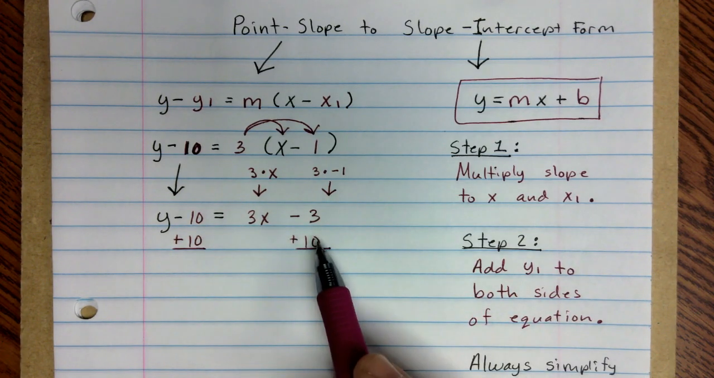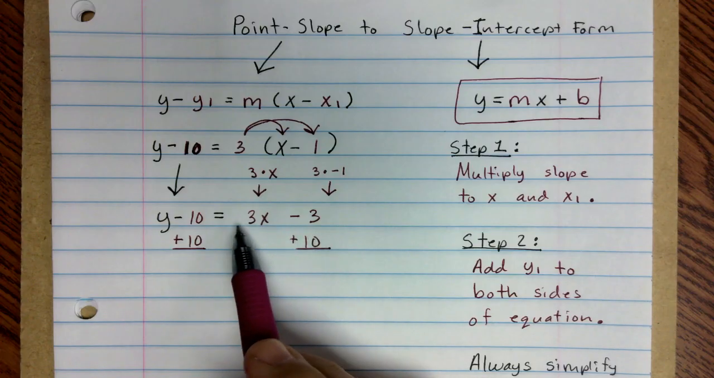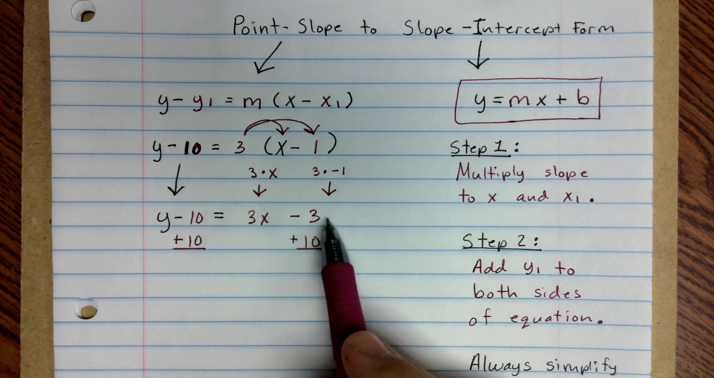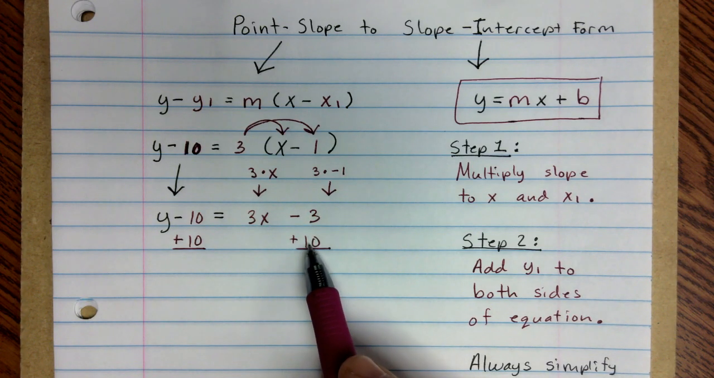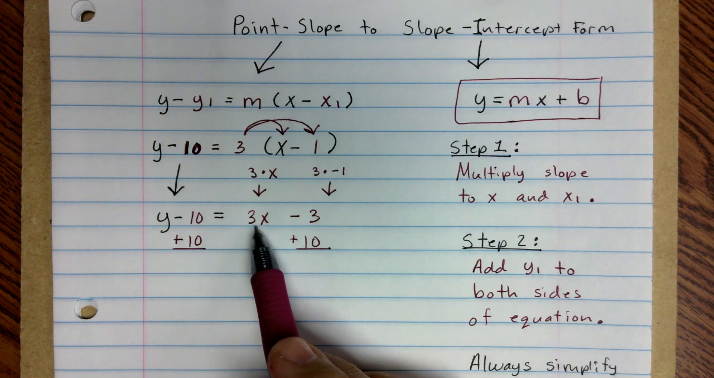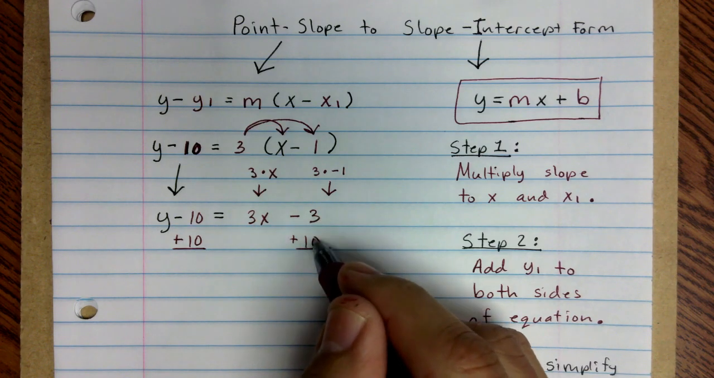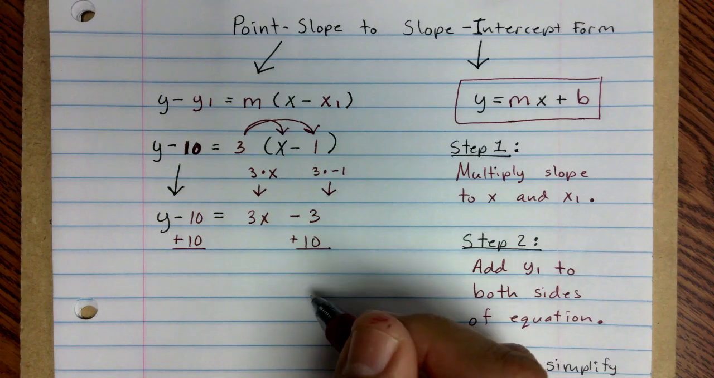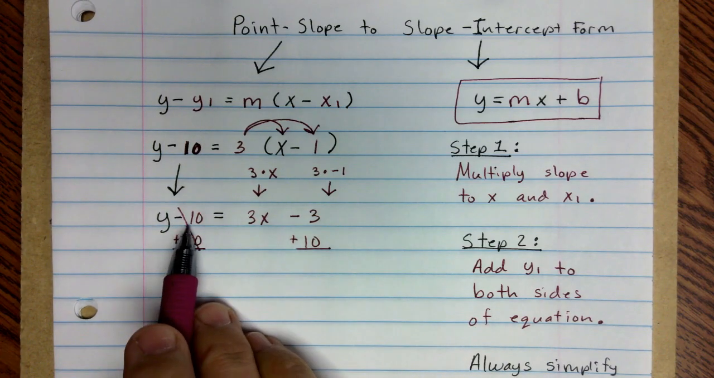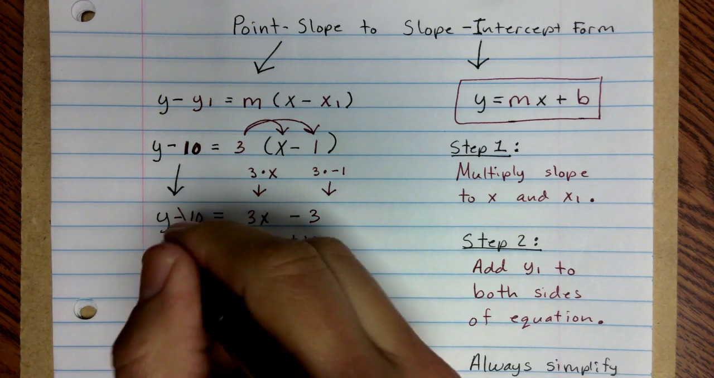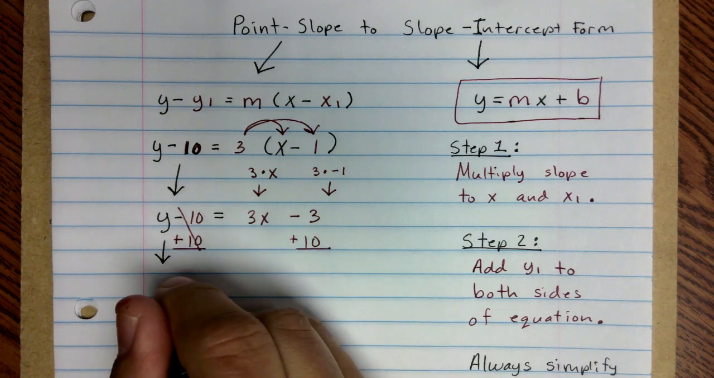Now hopefully you notice when I added 10 over here on the right, I did not add it to the variable. I simply added it to the constant value, because we can't combine a constant and a variable. So the only thing you're really adding on the right is this -3 and this +10. Now we know that they cancel each other out on the left, so I'm just using an arrow to show that I'm bringing down y.